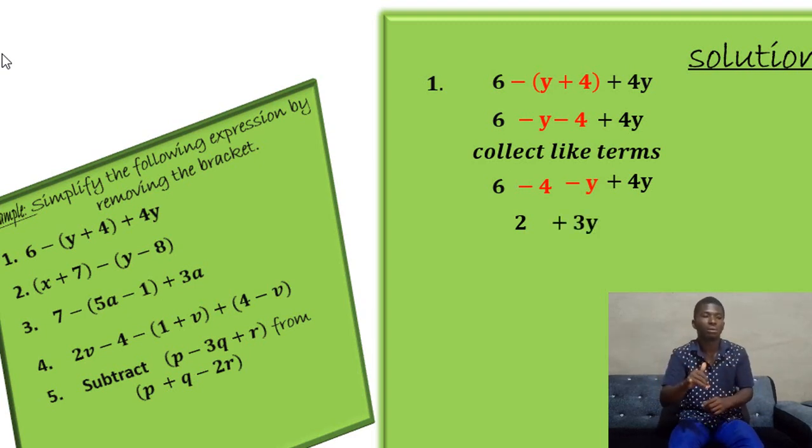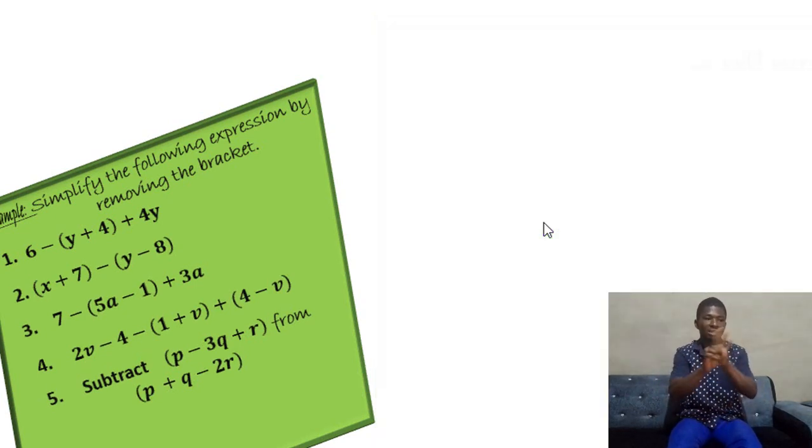I believe you're following. So any other thing you think we can simplify again? No. This is 2, this is 3y. They are not like terms, so we can't do anything further from here. So the next example, example 2.